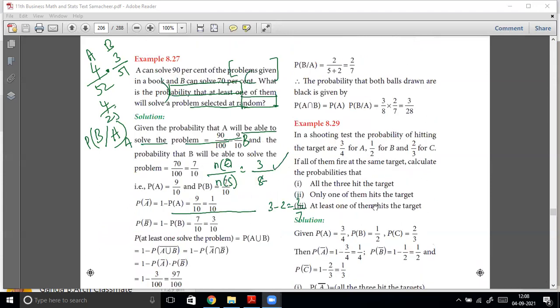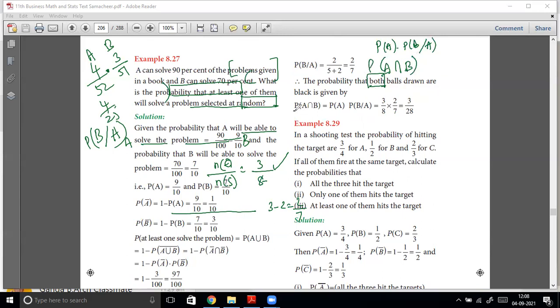So what you have to do now? P of B given A and P of A. They are not independent events. So P of A into P of B given A. The probability that both, and means immediately intersection. Both balls: A is black and B is black. Both and means intersection. So they are asked to find the probability of intersection.